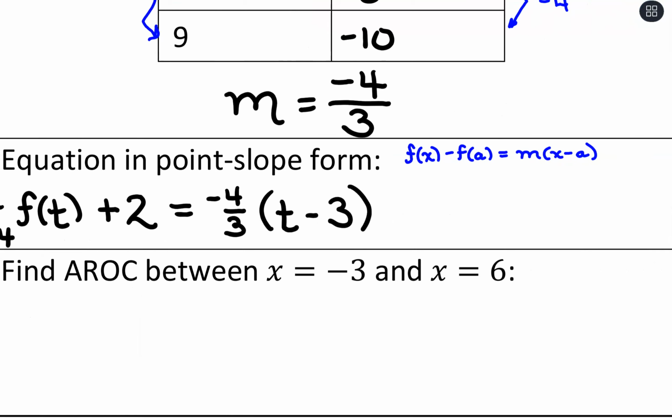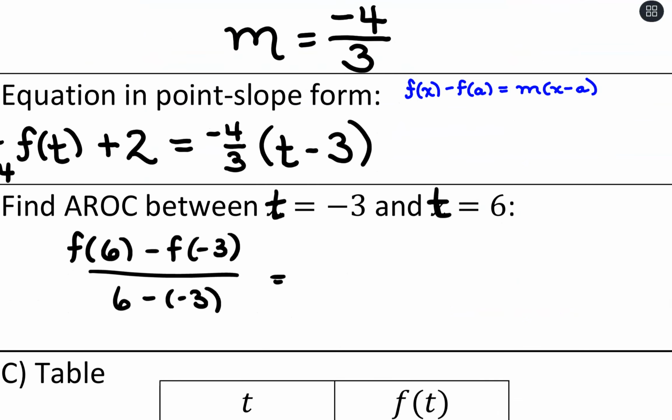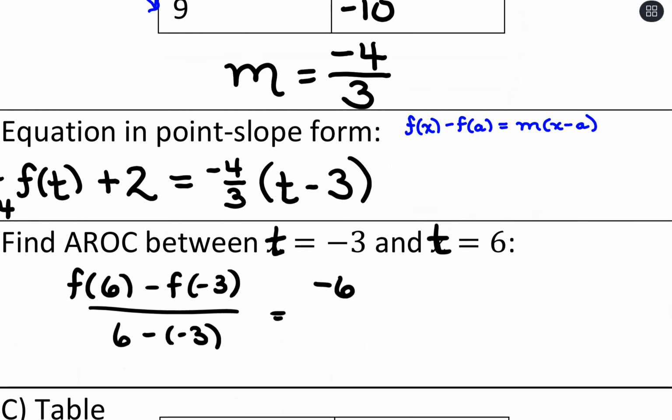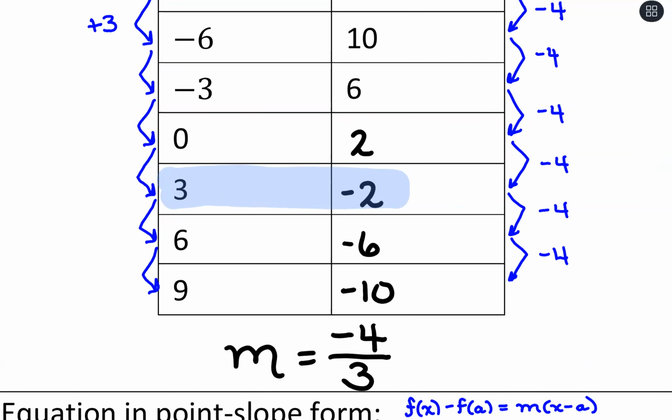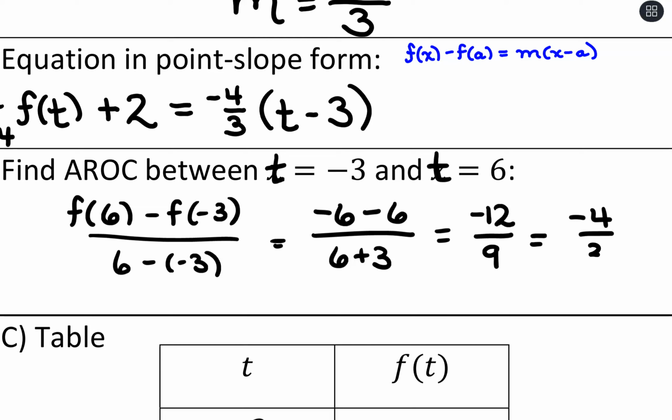Okay, average rate of change. And actually these should be t's as well, since that's our input value. So for this we take f of 6 minus f of -3 over 6 minus -3. So f of 6, that was a -6 up above. So we're grabbing the y-coordinate that goes with our input of 6. And then minus f of -3. So at -3, our output is a +6 over 6 plus 3. So we have a -12 over 9. And simplifying that, we'll see -4/3.